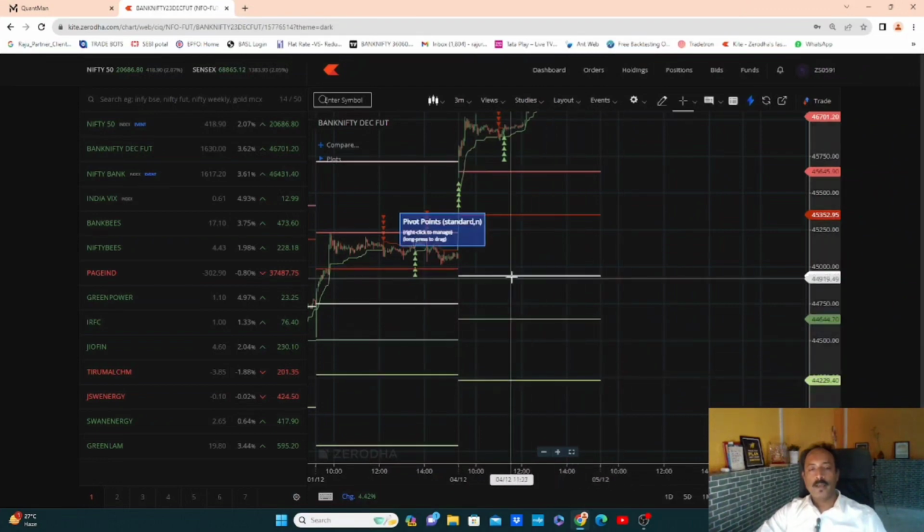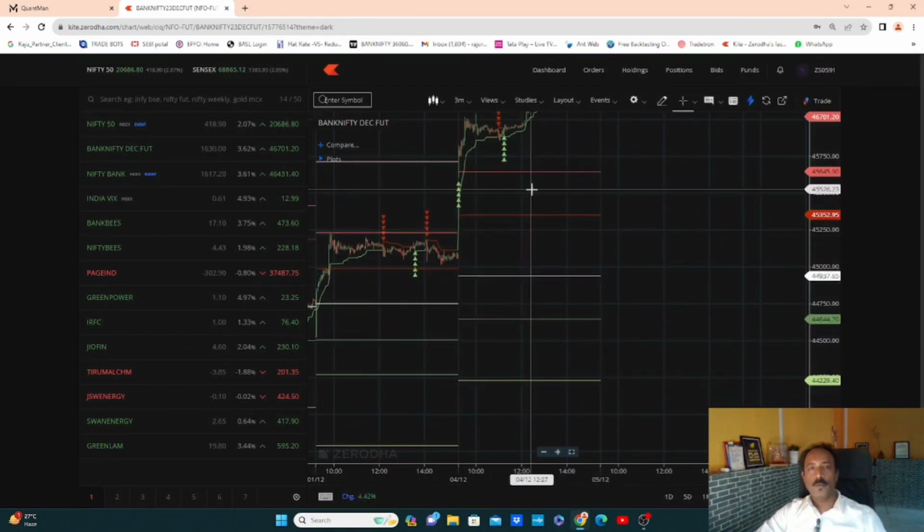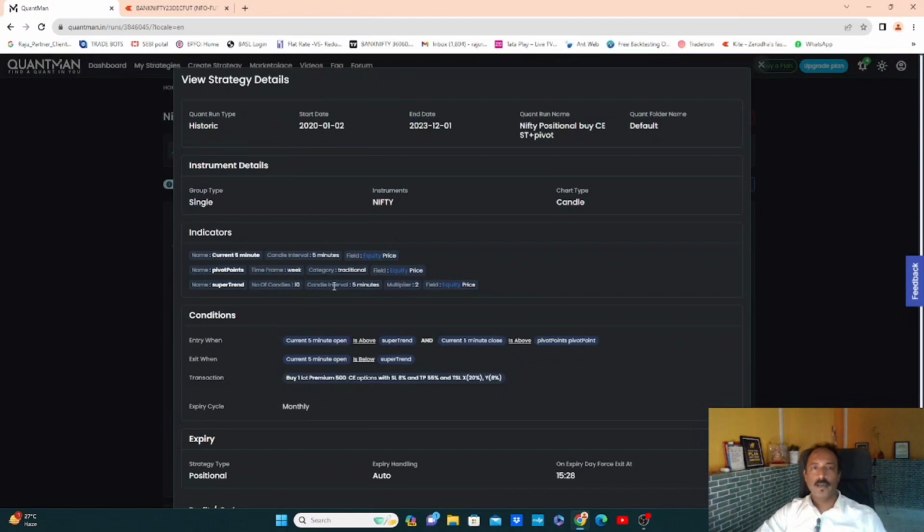So I want to enter whenever the Nifty is above the pivot level, right? That one more condition will make it my bullish condition. I want to buy only when it is above the pivot point here. Current 5 minute candle is above the pivot point. Exit when current 5 minutes open is below the Super Trend. I have exits very simple, only one condition, and it will be buying one lot of 500 rupees premium.